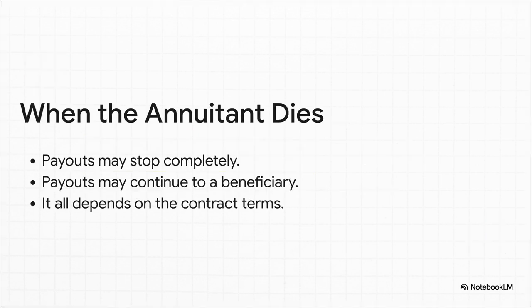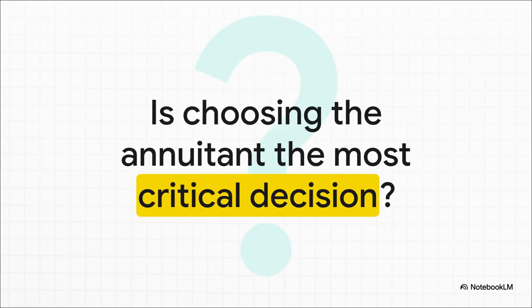And what happens when that clock stops depends entirely on the fine print. In some annuities, the payments stop right then and there. That's it. In others, designed with different features, the payments might continue on to a named beneficiary. It all comes down to the specific rules laid out in that contract from day one. So we end with this. Given that one person's life expectancy shapes the entire financial structure, dictates the payment schedule, and determines when the money might stop, is the selection of that person, the annuitant, the single most critical decision you have to make? It's definitely something worth thinking about.